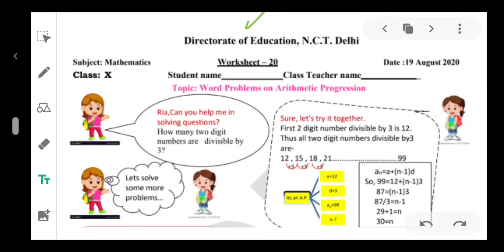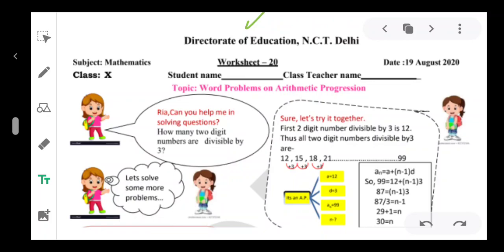Here two children are talking to each other. Riya, can you help me in solving questions? How many two-digit numbers are divisible by 3? What do you think about this question? How many two-digit numbers are divisible by 3?